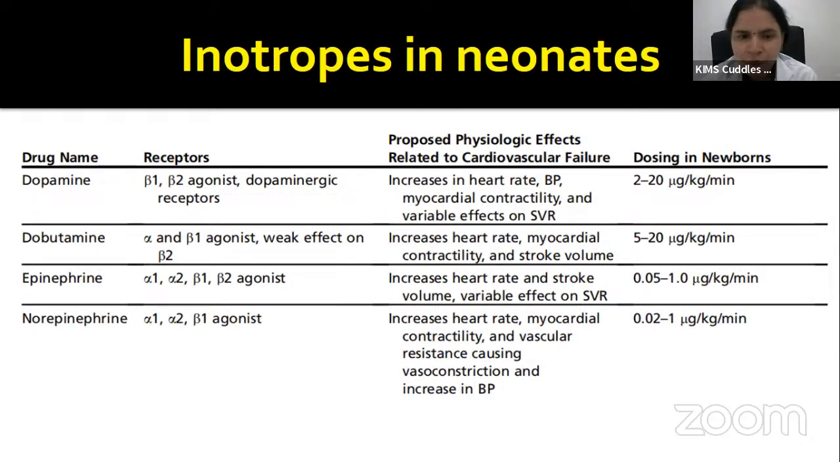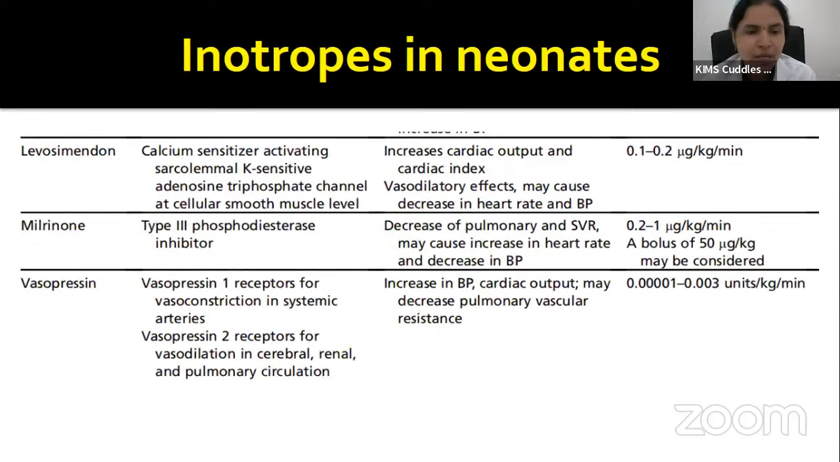Dopamine, which predominantly acts on dopaminergic, beta followed by alpha agonist action, at 2 to 20 mics per kg per minute. Dobutamine, we saw, predominantly acts via the beta 1 and beta 2 receptors, and some alpha action, increases heart rate, myocardial contractility, and stroke volume, and reduces the systemic vascular resistance. Again, the dose range is 5 to 20 mics per kg per minute. Epinephrine acts on all the receptors, 0.05 to 1 mics per kg per minute. Norepinephrine, predominantly alpha and some beta 1 action, 0.02 to 1 mics per kg per minute.